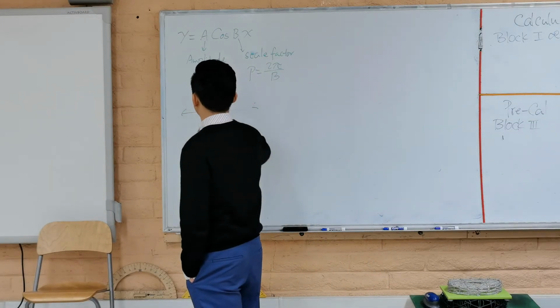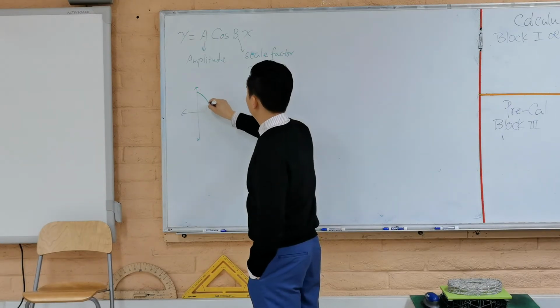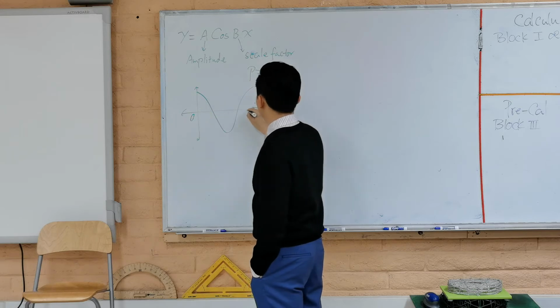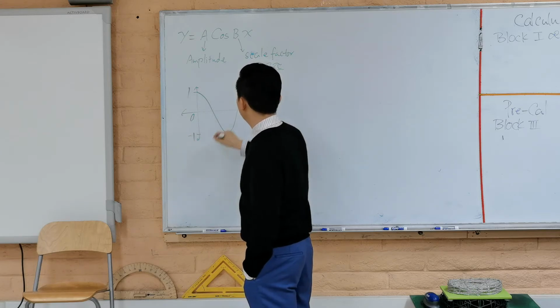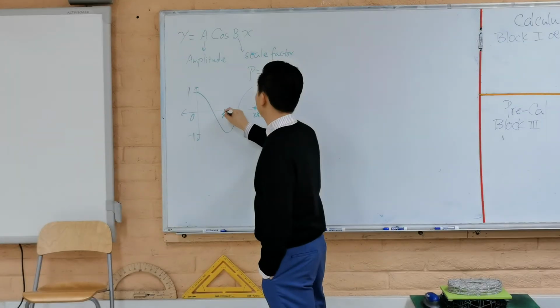And the graph for cosine is always considered a bell curve, an upside down bell curve, starting at 0 and ending all the way at 2 pi. The amplitude here is 1, and down here we have negative 1. And the midpoint right between 0 and 2 pi is pi.